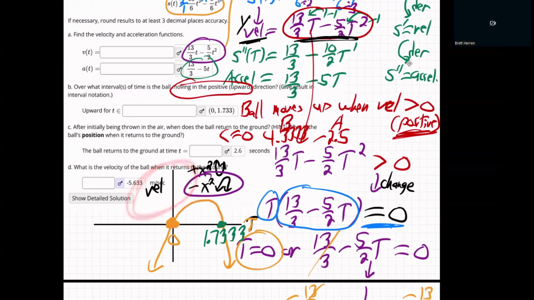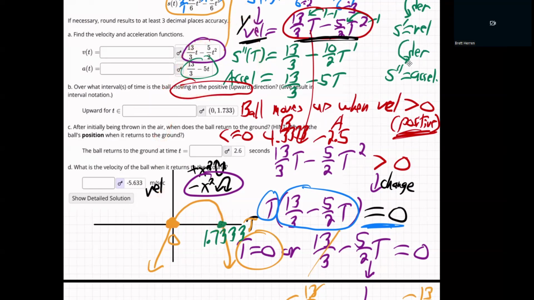This is the velocity. This means between 0 and 1.733 seconds, the ball has positive velocity, meaning it's moving up. That means on a position graph, the ball's going up all that time for the whole first 1.73333 seconds. The ball is moving up because it's got positive velocity. Then right at 1.7333 seconds, the ball stops and then begins to come back down. How do I know? Because right then it has zero velocity.